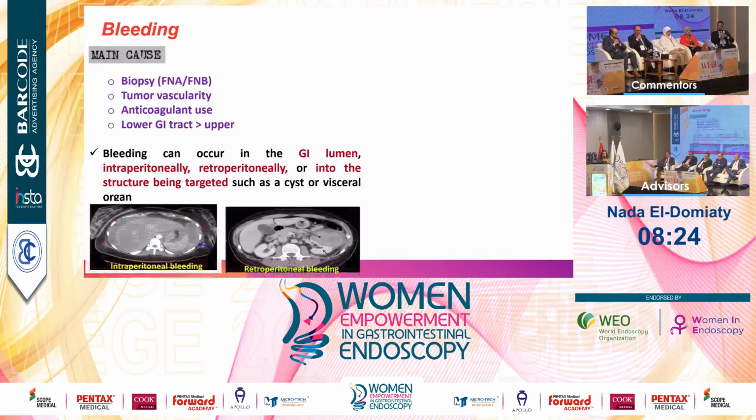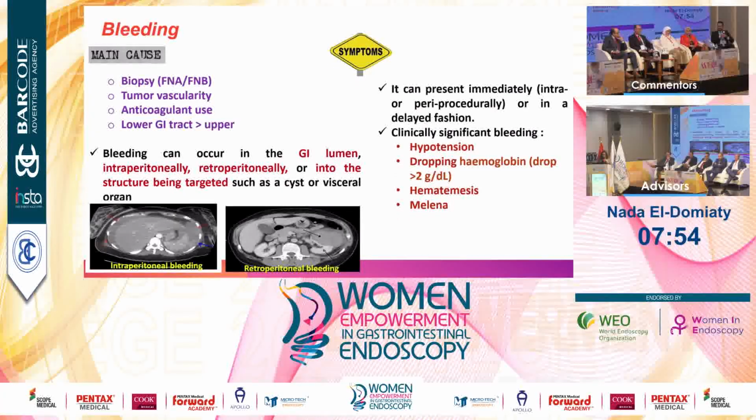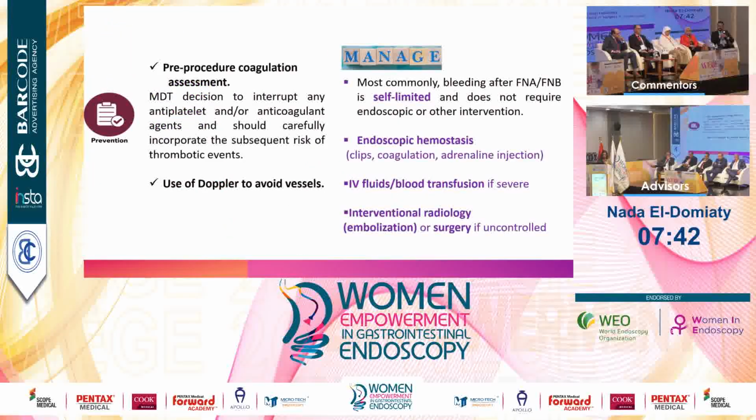If we start with bleeding. The main cause that we find for bleeding is either doing a biopsy, or having a very vascular tumor, or a patient using anticoagulants. The bleeding can be in the lumen of the GI tract, or intraperitoneal, retroperitoneal, as we can see here in the pictures, or into the structure itself which we are targeting, like the cyst or the organ. The symptoms can present immediately or delayed, and clinically significant bleeding may be shown by hypotension, a drop in hemoglobin, or a patient with hematemesis or melena.